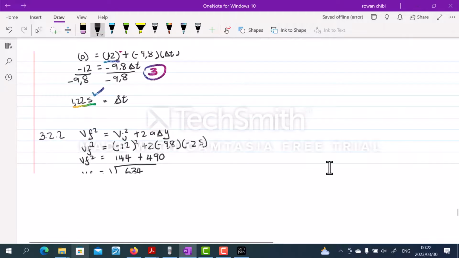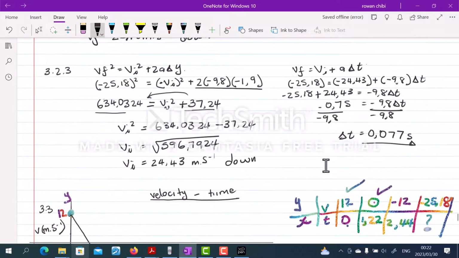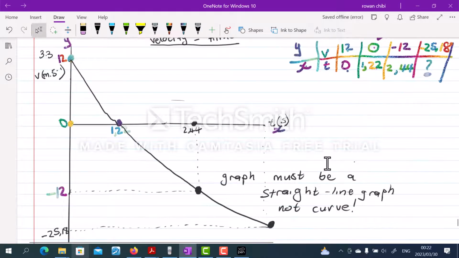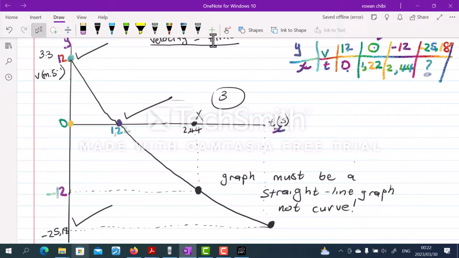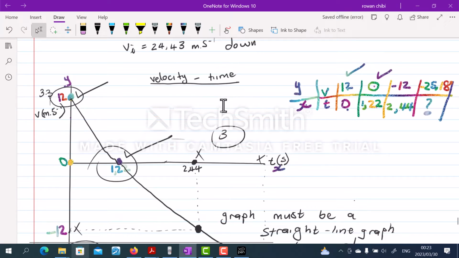So let me give you these marks so that you can see. So the first mark, according to the instruction, they said they will give you 1 mark for that one, 1 mark there, 1 mark there. So it's a 3 marks. So there's no mark for this, there is no mark for that, there is no mark for this. So you must show this and show this and show that one. That's how you get your velocity versus time graph.